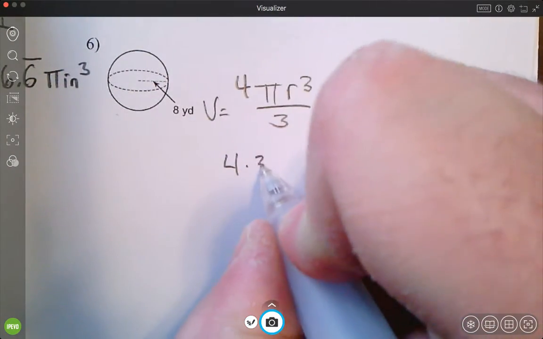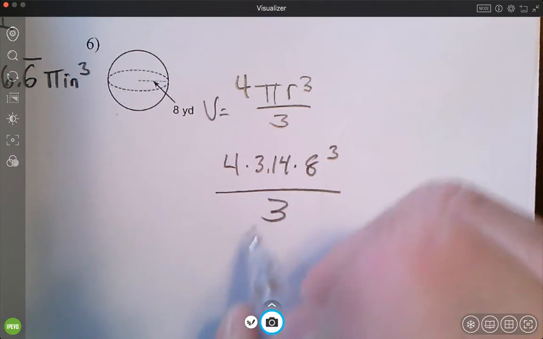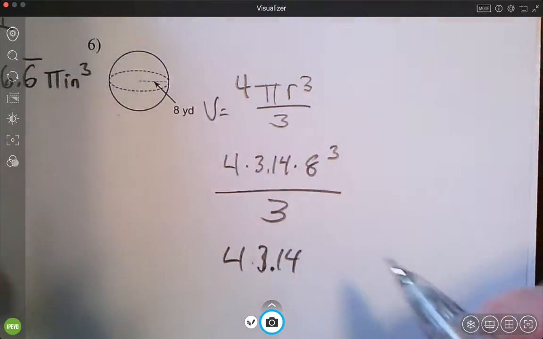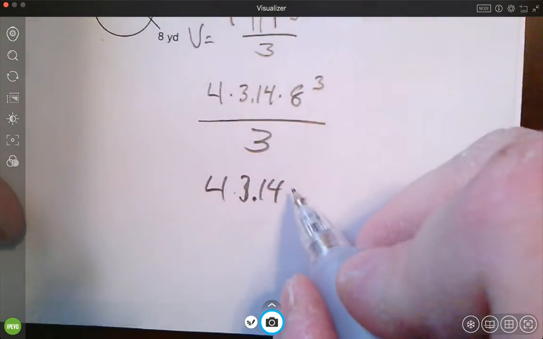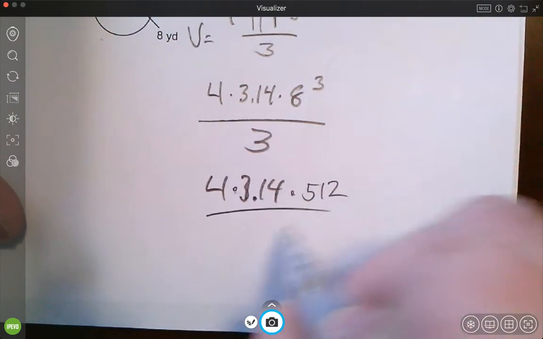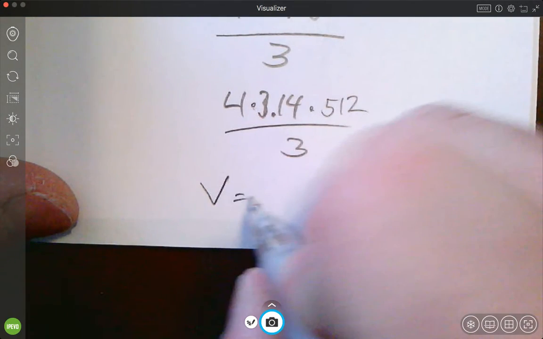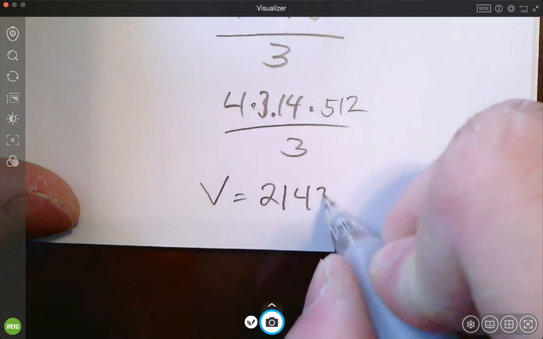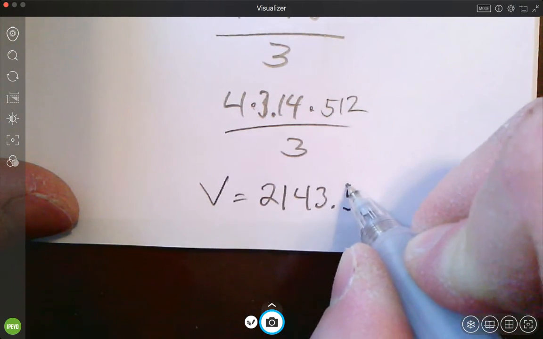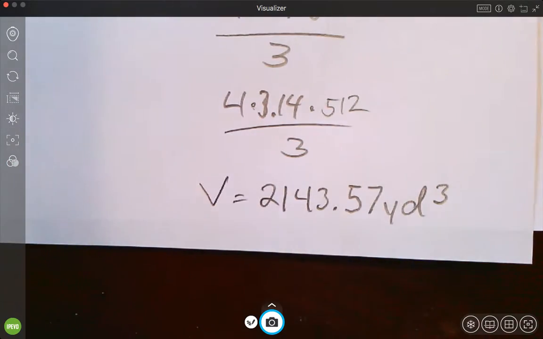So I'm going to go 4 times 3.14 times 8 to the third power, divided by 3. 8 to the third power is 8 times 8 times 8, which is 512, all divided by 3. When I do that in my calculator, I get volume equals 2,143.57, let's say, yards cubed for that one.